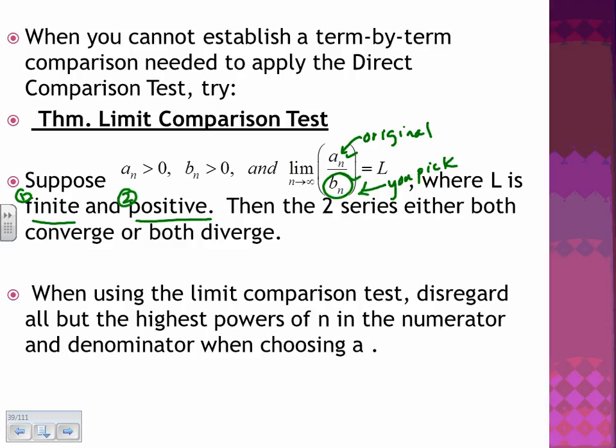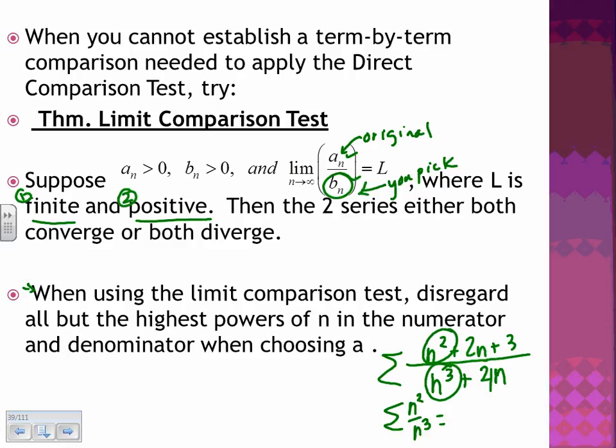So this is like a little hint that you can use a lot of times. When you're going to pick your b sub n, one of the things you can do is try to disregard all but the highest powers of the numerator and denominator. So if I had n squared plus 2n plus 3 all over n cubed plus 2, what did I use 2 again? How about 4n? If I had something like this going on, I'm going to disregard all but the highest powers in the numerator and denominator. So the series I'm going to pick would be like n squared over n cubed, which is just 1 over n.